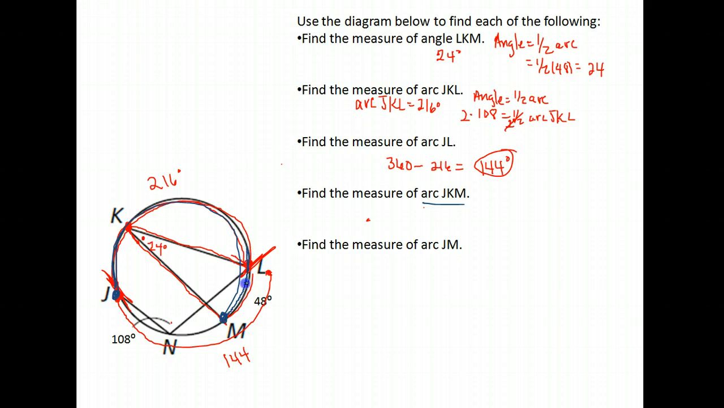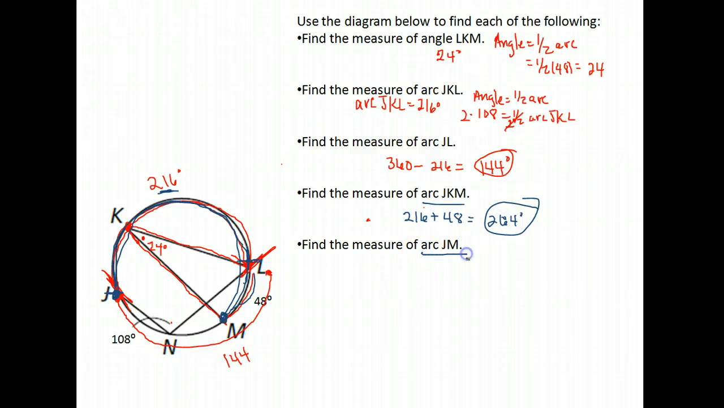Okay, this again is going to work with addition. Notice from J to L was 216 degrees. Then from L to M was another 48. So if we want to go all the way from J to M, we just add those two together. So it's going to be 216 plus 48. And we get 264 degrees. Okay, so we started with one property and we're able to answer all kinds of questions about this circle.